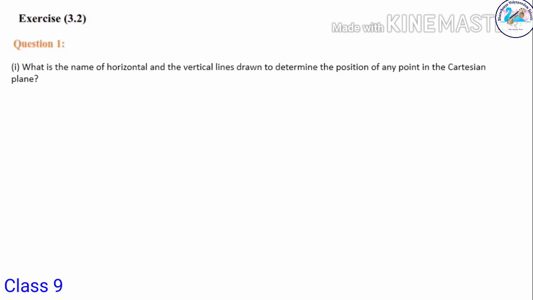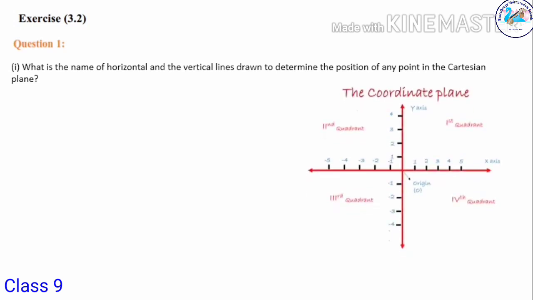Here in the Cartesian plane, we have already discussed that we represent the points using two axes. One is the horizontal axis, that is called the x-axis. The other one is the vertical axis, that is the y-axis. So the first question asks, what is the name of the horizontal and the vertical lines? We know that one is the x-axis, another one is the y-axis. So the answer we will write is x-axis and y-axis.